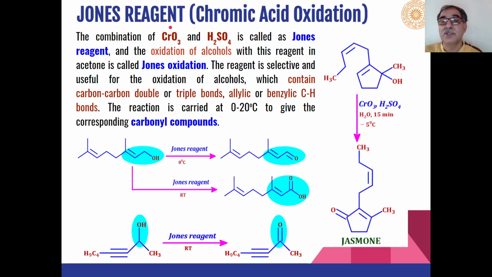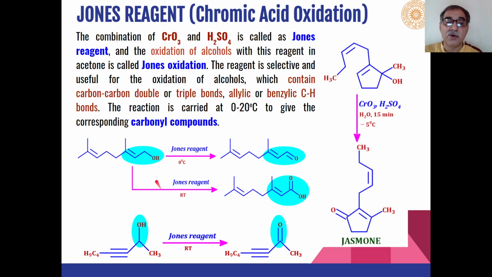First is Jones reagent, and basically what happens is that when chromic anhydride is reacted with sulfuric acid, chromic anhydride reacts with sulfuric acid to give chromic acid as the product, and this combination of these two compounds is called Jones reagent. It is mainly used for oxidation of alcohols to the respective carbonyl compound.